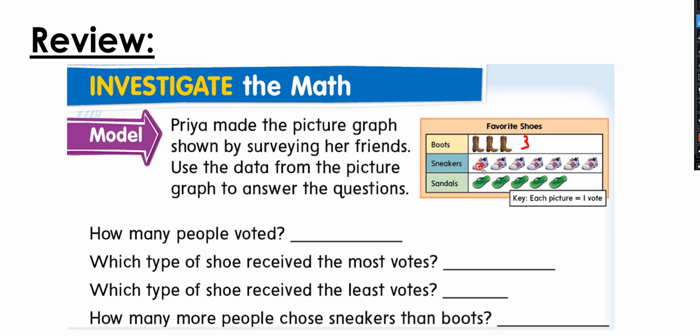For sneakers we have 1, 2, 3, 4, 5, 6, 7. And for sandals we have 1, 2, 3, 4, 5. So we add them all up and we get the total number of people. We know 7 and 3 make 10, and 10 plus 5 gives us 15. So by adding all the people that voted, that's how we find it out.